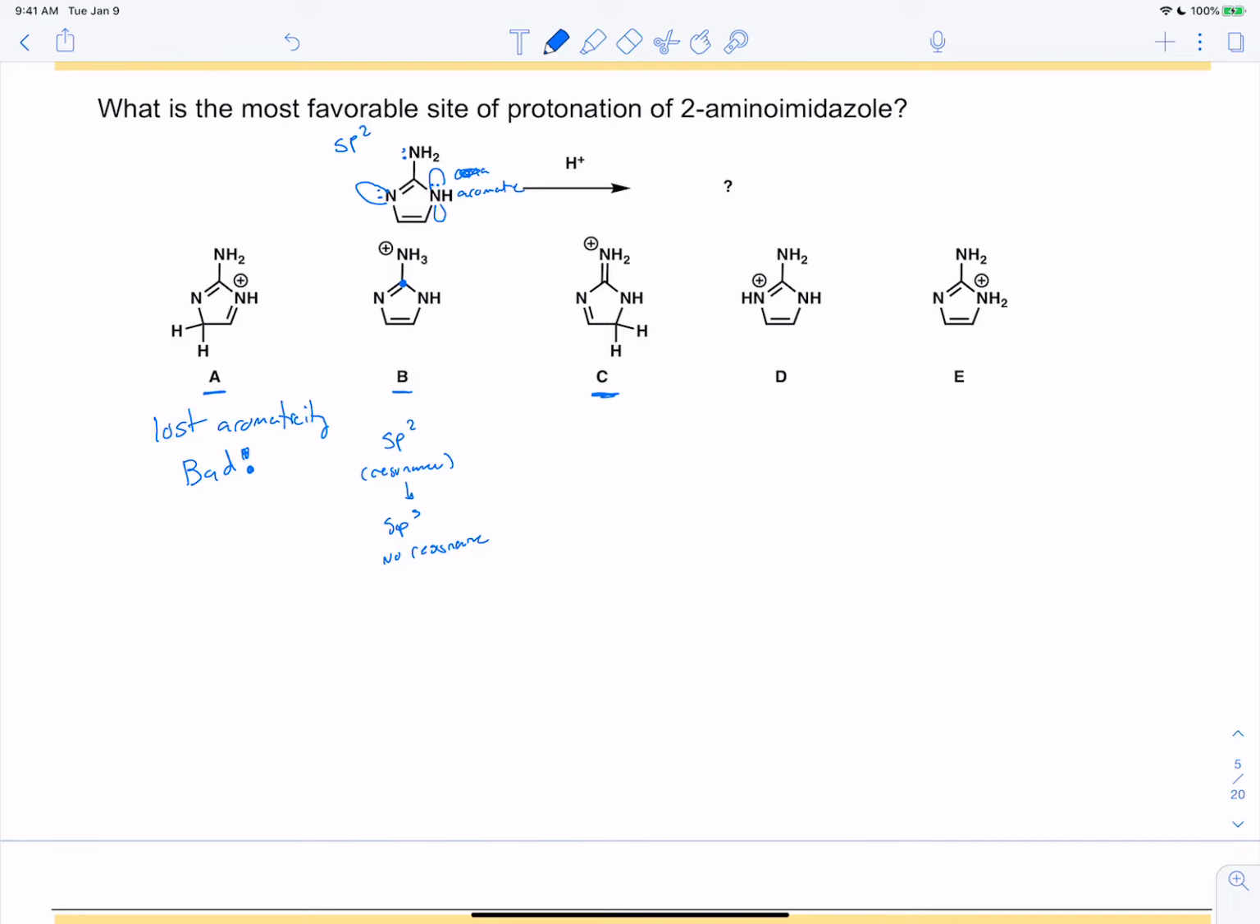If we look at E, it's not as obvious, but this also lost aromaticity. Whenever the lone pair is used to make a bond, it no longer can be used in the pi system. D is our last option. Note that we still have aromaticity, because we still have this lone pair able to interact. We still have a lone pair on this nitrogen atom as well.